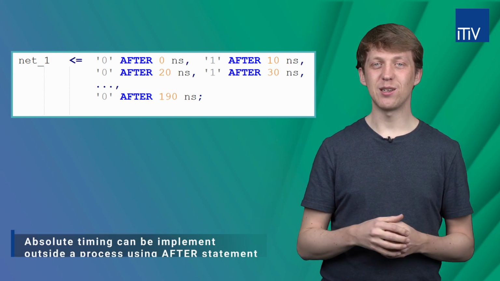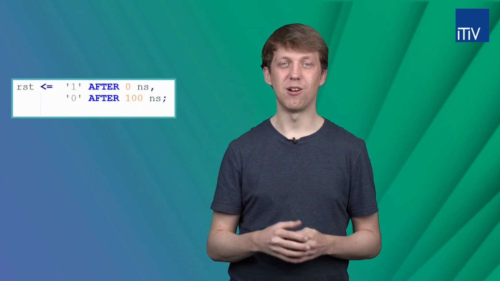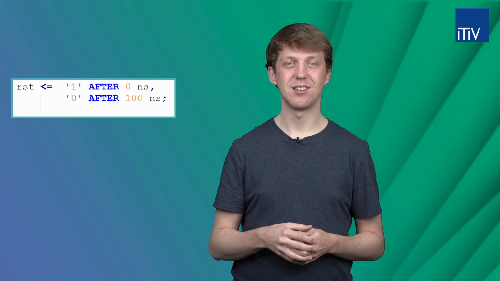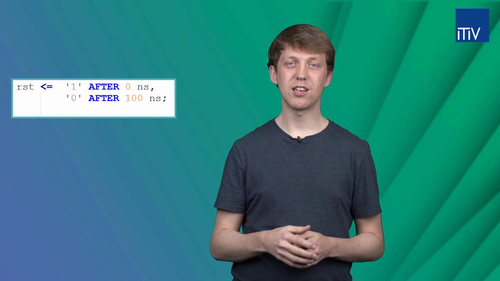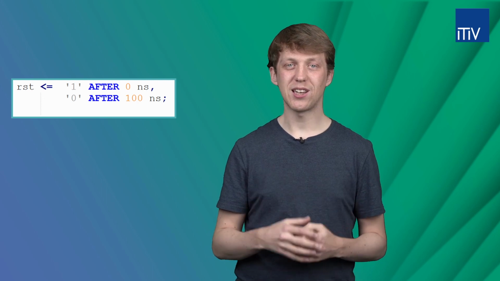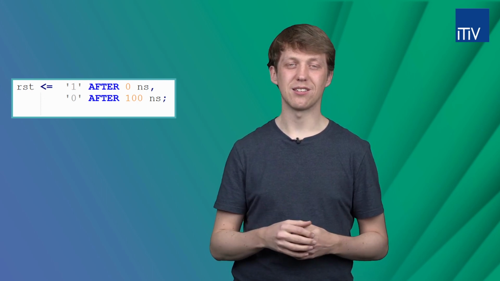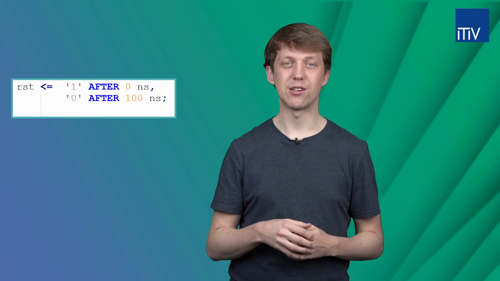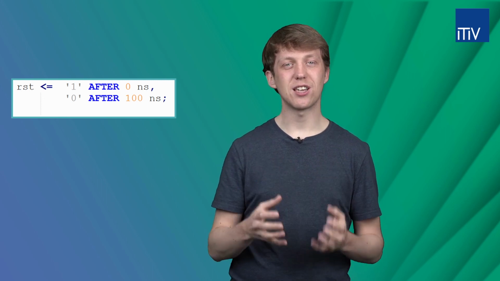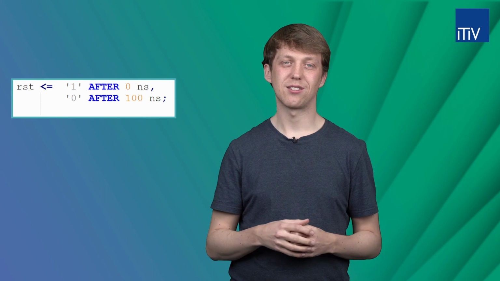Usually, this is implemented using concurrent signal assignment, hence outside of a process. An example for using absolute timing in test benches is the generation of the reset signal. Here's an example of how to implement this. The reset signal is initialized with the value 1, since this happens after 0 nanoseconds. After 100 nanoseconds, the reset signal is set to 0 to end the reset phase.